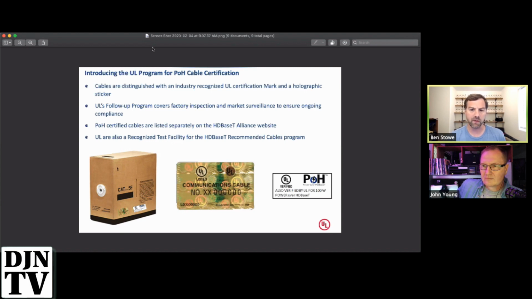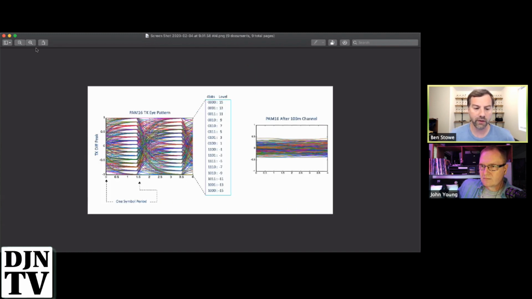In terms of purely a performance standpoint, let me go back a few slides here. This is what's called an eye test. And here we can see a PAM16 symbol going by. And this is how we get a lot more data to happen in a short period of time. Instead of just using ones and zeros, we have 4 bits happening per frame here. So we can see how on the left, we have this nice, open, easy to distinguish pattern.